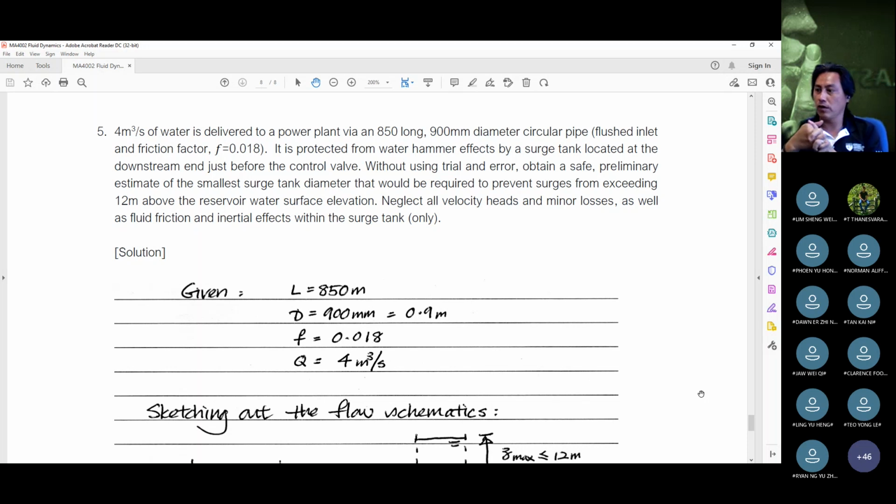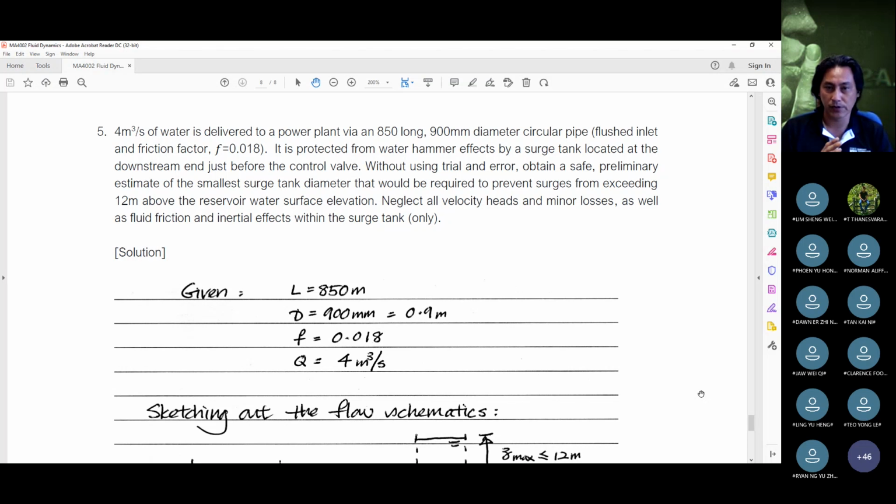For question 5, we've got 4 meter cube per second worth of water, and we're told that this water is being delivered to a power plant by an 850 meters long, 900 mm diameter circular pipe with flush inlet and friction factor f equals 0.018. You can see some of these familiar terms keep cropping up: diameter of the pipe, length of the pipe, friction factor, and flow rate. Now, we're told that this pipe flow is protected from water hammer effects by a surge tank located at the downstream end just before the control valve.